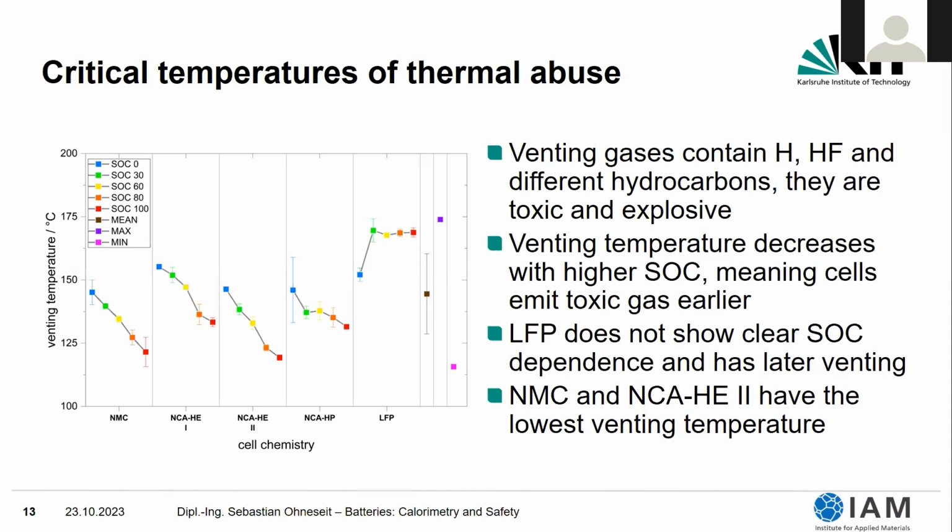The venting temperature decreases also with higher state of charge, meaning the cells emit toxic gas earlier if they are more charged. LFP, once again, does not show a clear state of charge dependence and has an overall much later venting than the other cathode chemistries. NMC and NCA high energy 2 have the lowest venting temperature.